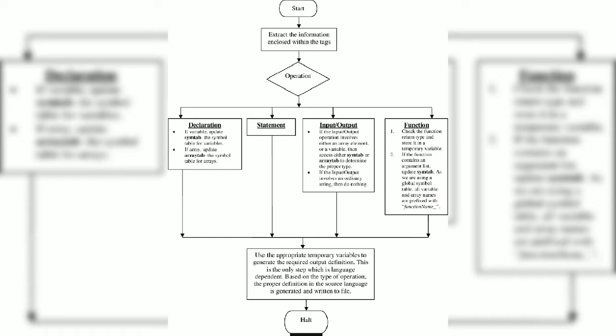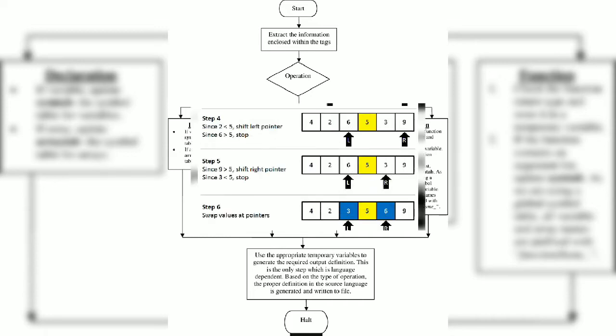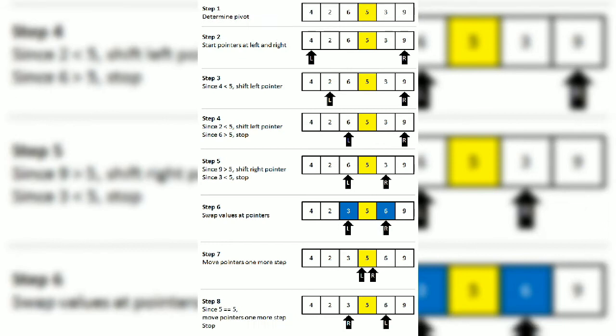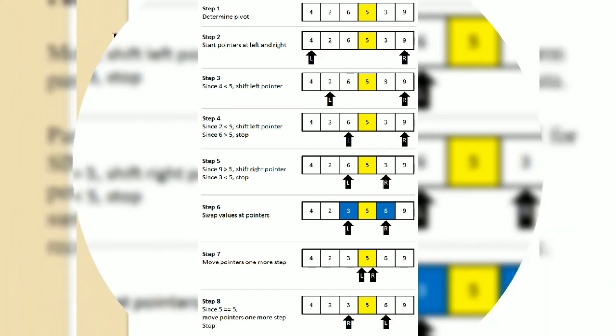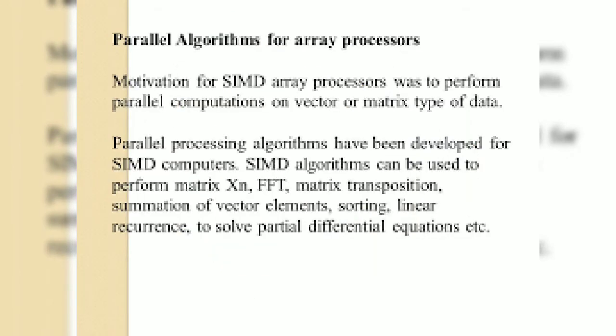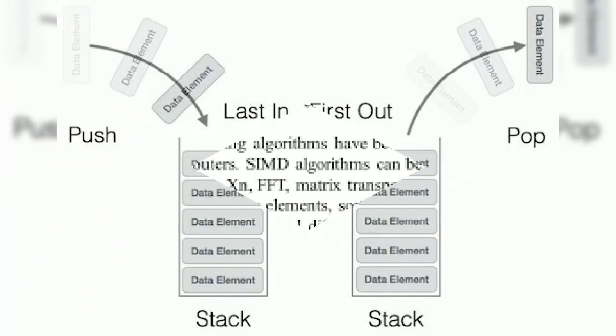2. Sorting. This operation is used to sort array elements in a specified order, that is ascending order or descending order. Algorithm: Sort array. Steps: 1. I equal to lower bound. 2. While I less than upper bound. 3. J equal to I plus 1.